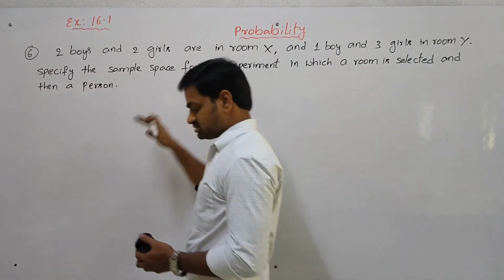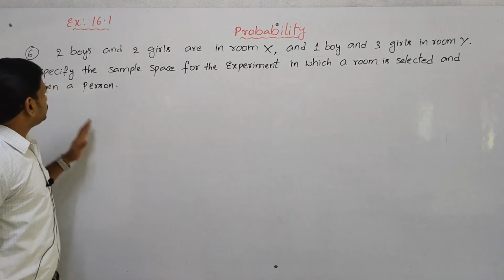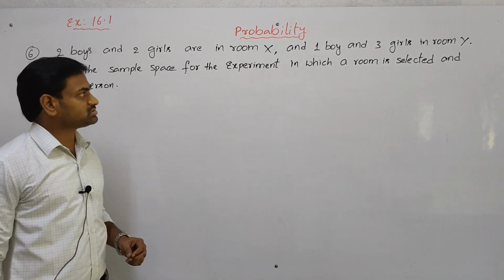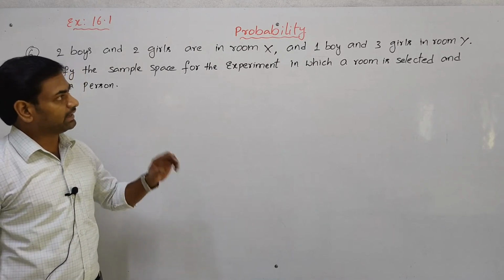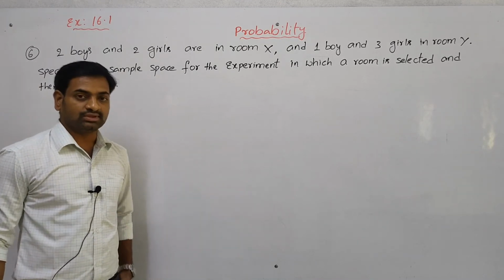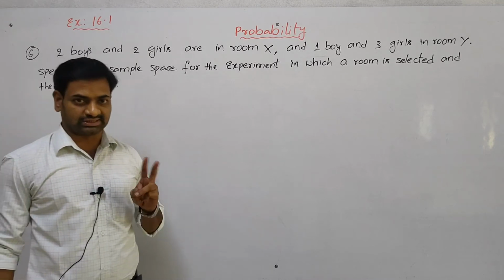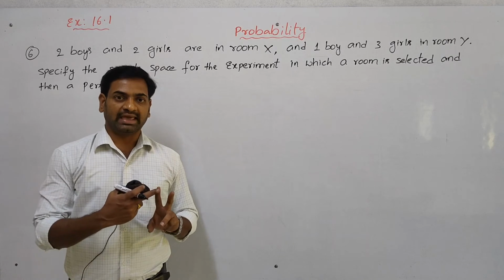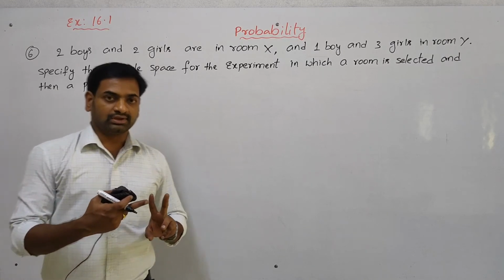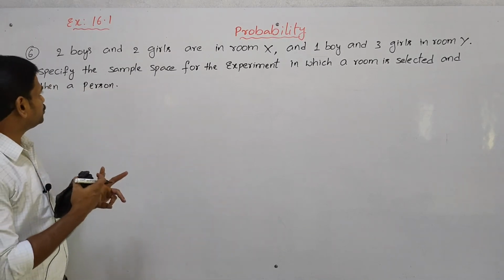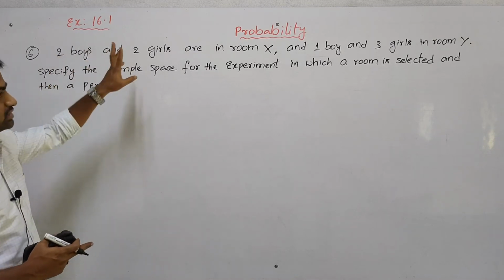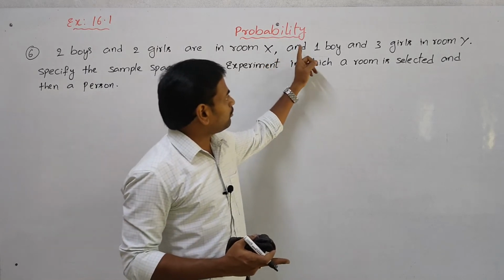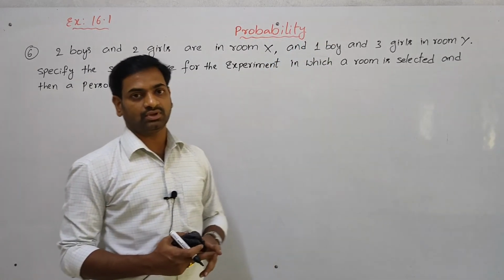See, the 6th one is: 2 boys and 2 girls are in room X and 1 boy and 3 girls in room Y. So here there are 2 rooms named X and Y. In the room X, the first room, there are 2 boys and 2 girls. In the second room, that is Y, there are 1 boy and 3 girls.